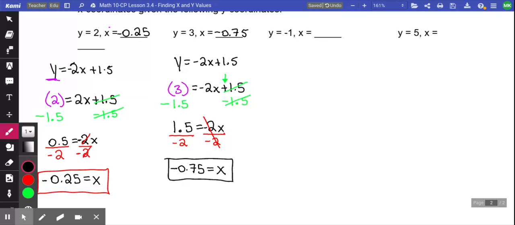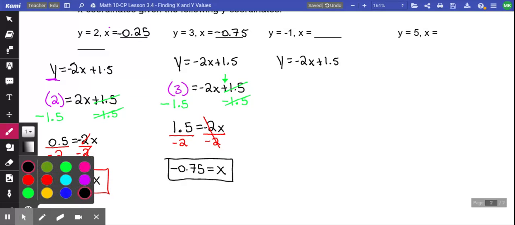All right. The third one that says y equals negative 1. So I go to my original formula. I'm going to change y to be negative 1. So I go negative 1 equals negative 2x plus 1.5. I need to get x by itself. I do that by moving any additions or subtractions to the other side of the equal sign.